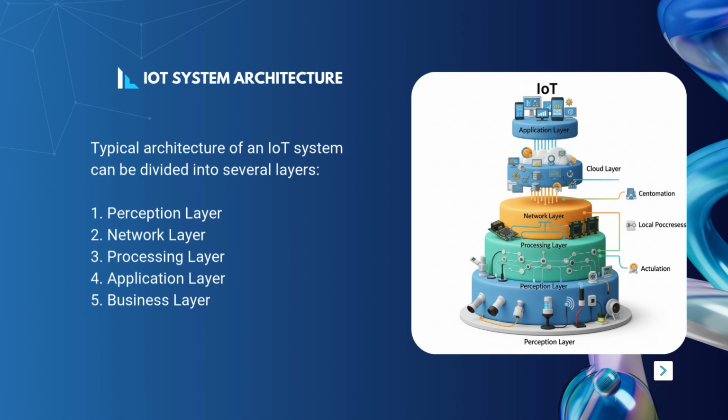3. Processing layer. This could be the microcontroller or a local server, edge device, or even the cloud. It analyzes data and makes decisions. 4. Application layer. This is what the end user sees: dashboards, alerts, controls. 5. Business layer, optional, used in advanced systems to apply analytics and rules for decision making, often integrated with enterprise systems like ERP or CRM.